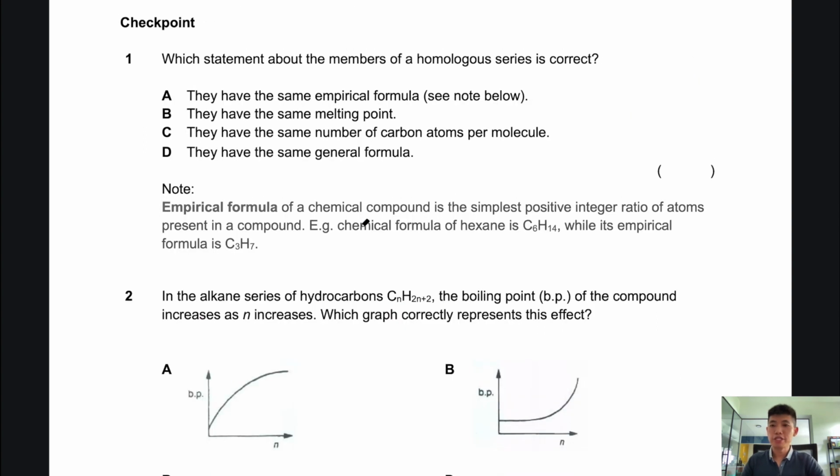Let's spend some time for this checkpoint. Pause the video, give that a try, and we'll discuss. Question 1, answer is D. Homologous series have the same general formula, same functional group, and they show a trend in physical properties as the number of carbon atoms increase. We always go back to these 3 points.